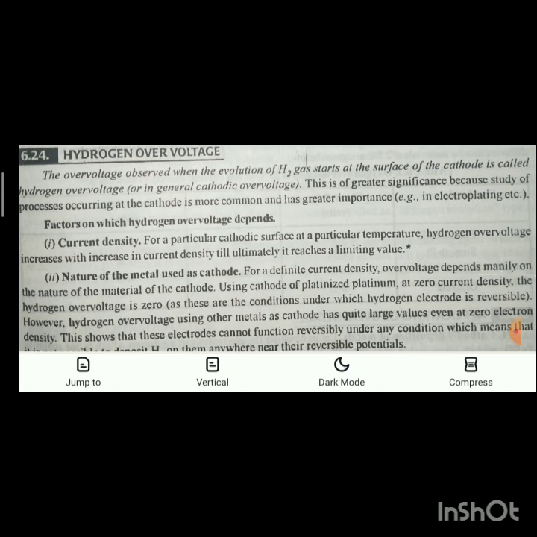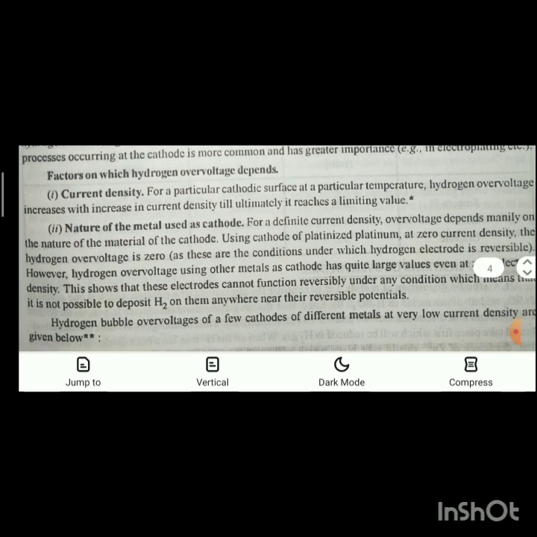Hydrogen overvoltage. The overvoltage observed when the evolution of H2 gas starts at the surface of cathode is called hydrogen overvoltage, or in general cathodic overvoltage. This is of greater significance because study of processes occurring at the cathode is more common and has greater importance in electroplating, etc. Factors on which hydrogen overvoltage depends. Current density. For a particular cathodic surface at a particular temperature, hydrogen overvoltage increases with increase in current density till ultimately it reaches a limiting value.